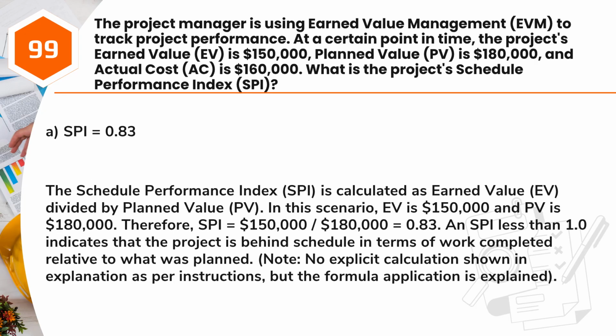Answer: A. SPI equals 0.83. The Schedule Performance Index, SPI, is calculated as earned value, EV, divided by planned value, PV. In this scenario, EV is $150,000 and PV is $180,000. Therefore, SPI equals $150,000/$180,000 equals 0.83. An SPI less than 1.0 indicates that the project is behind schedule in terms of work completed relative to what was planned.